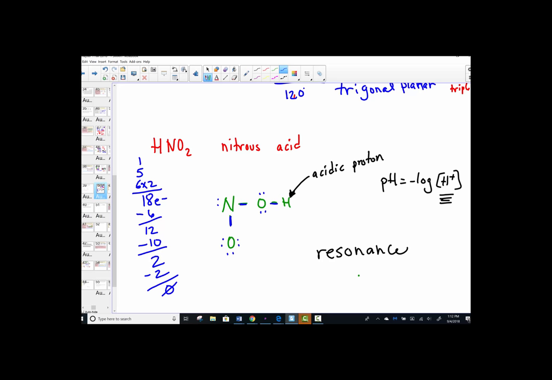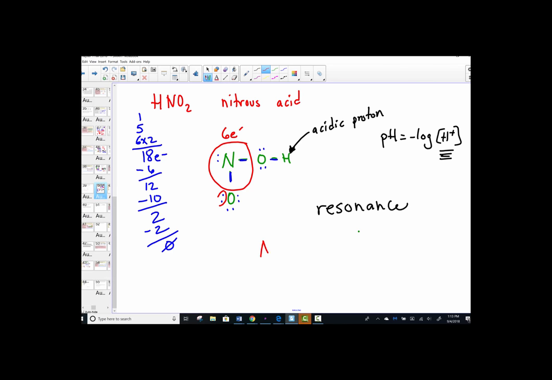Now, with nitrogen, it's not yet satisfied with its octet. 2, 4, 6 electrons, and not the 8 that it wants. Everybody else is set. This O, the H, this oxygen down here is all set. But we need nitrogen to gather one more pair. I'm going to move a pair of electrons from the oxygen without the hydrogen on it and form a double bond.